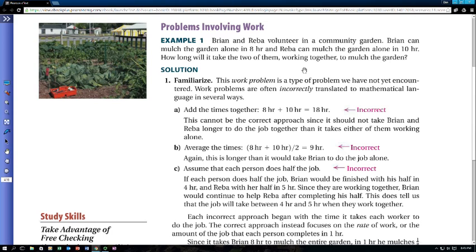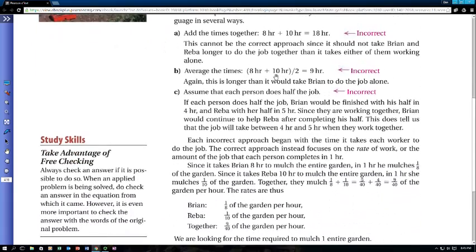If we assume that each person does half the job, that still wouldn't be right, because it's like the one before. Let's look at how that comes out. If each person does half the job, Brian would finish his half in 4 hours, and Reba would be done with her half in 5 hours. So we'd end up with that 9-hour answer again, which is more time than Brian working on his own.